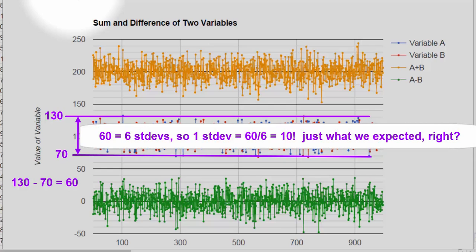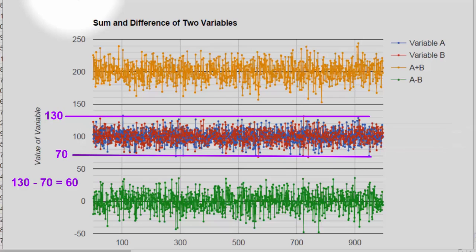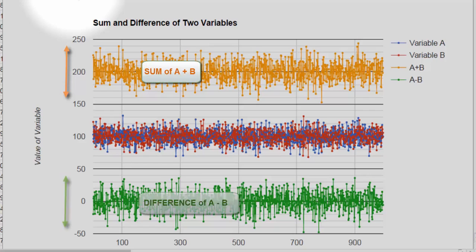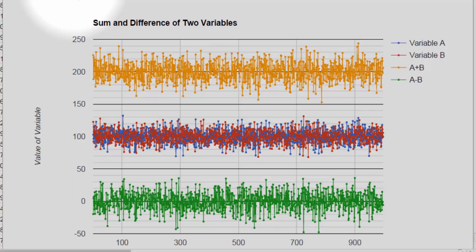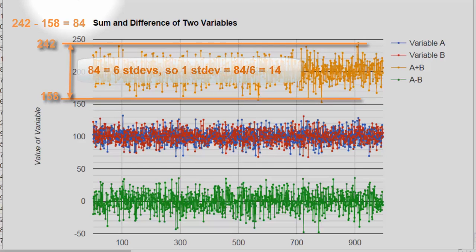And you might say we validated this method by first applying it to the variables A and B themselves. The total range between the most extreme values was about 60, and if that is 6 standard deviations, then 1 standard deviation must be 10. Voila, it works. We expected it to be 10 because we made it 10 in our formula. So then we used that method to estimate the standard deviations for the sum and the difference data sets. And we found them both to be about 14, maybe something close to 14.15 as an average.